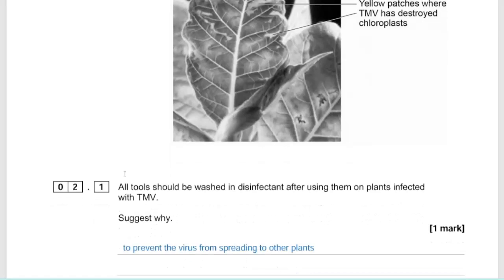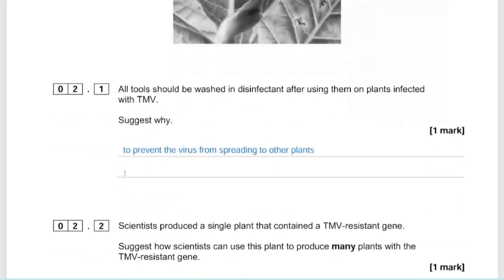Now if you think it through, if you use hedge trimmers on a hedge that has TMV and then use those hedge trimmers on a healthy hedge, the virus will then infect the healthy hedge, meaning it's unsafe to use tools that have been used on plants infected with the virus on other plants.